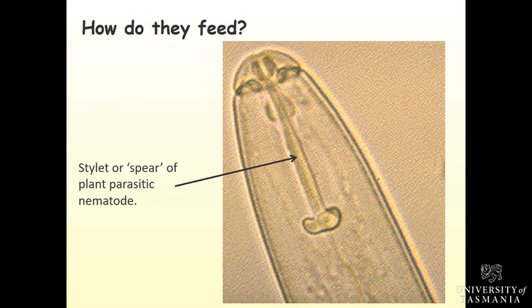How does it feed? As I said, this is the important part, the stylet. The stylet, sometimes called the spear, is the diagnostic factor. If you're doing a nematode extraction from a soil sample and you want to know if you've got parasitic nematodes, you're looking down the microscope to see if you see anything that's got something like that, and then you know, okay, I'm dealing with a plant parasitic nematode because it's got a stylet, and that means it's designed for punching holes in plant roots and eating plant material, as opposed to all the others.